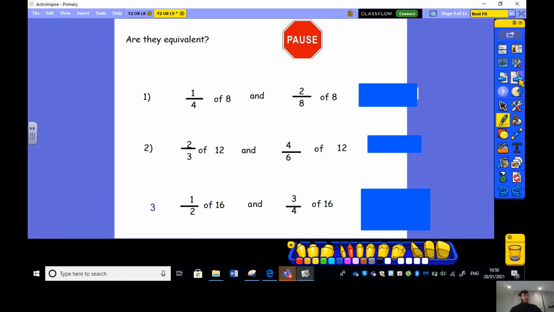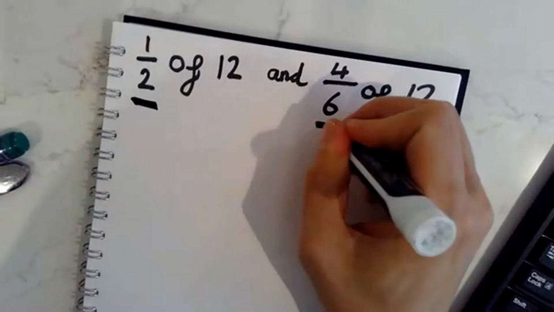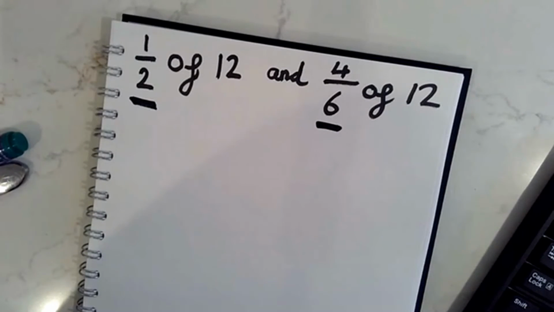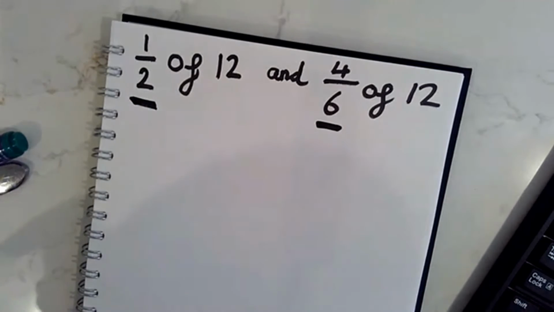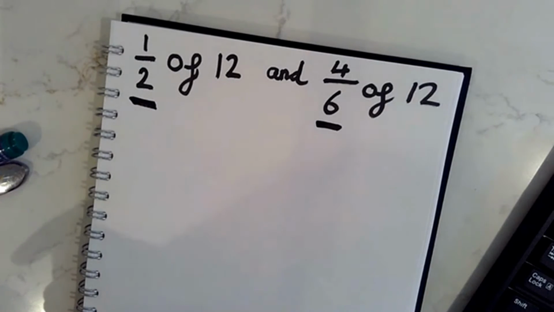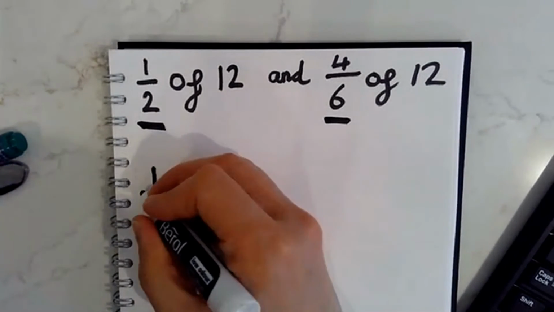Now what I'm going to do is stop sharing my screen. I want to see if 1/2 and 4/6 are equivalent fractions. Do they have the same value? Well, to do that, I can find 1/2 of 12 and 4/6 of 12. And if I get the same amount, I know they're equivalent fractions. If I get different amounts, I know they are not equivalent fractions. So let's start by finding 1/2 of 12.